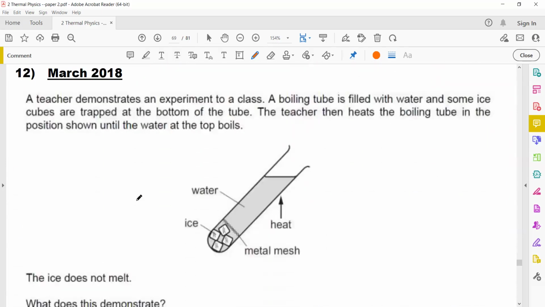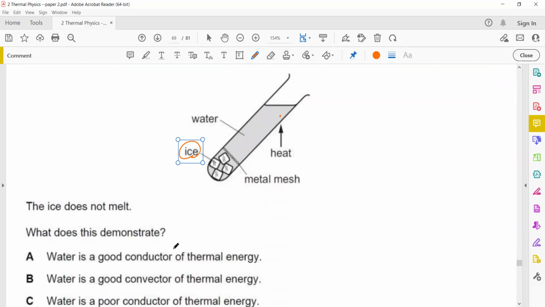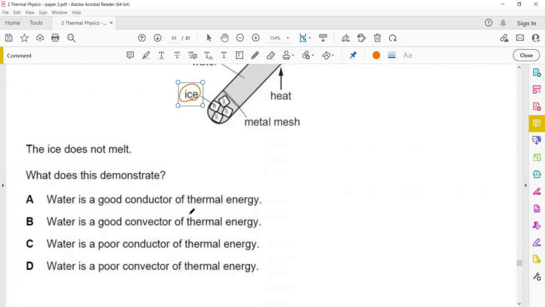In question 12, we have ice cubes and the water between the ice cubes and the heater at the top of the test tube. The ice doesn't melt. What does this demonstrate? This is due to the poor conductivity of water. So water is a poor conductor of thermal energy.